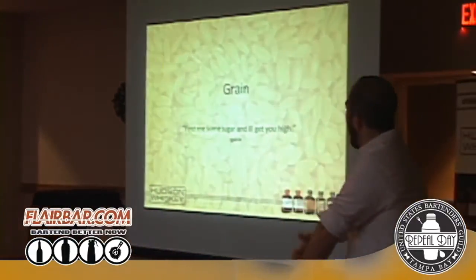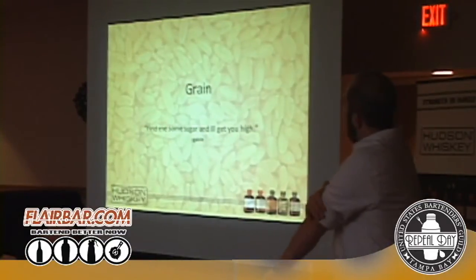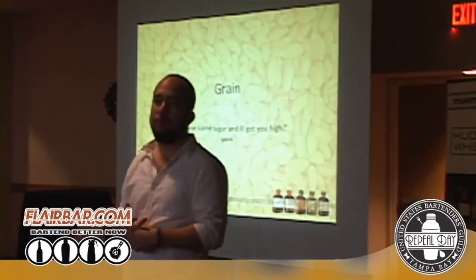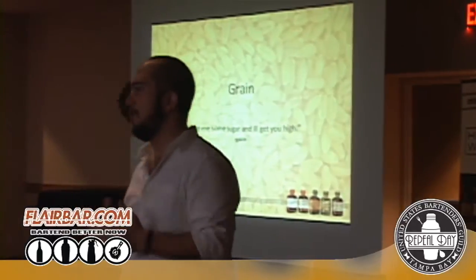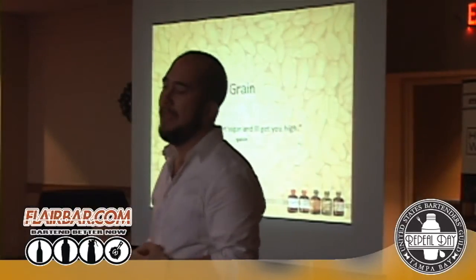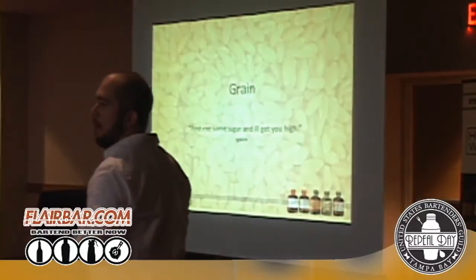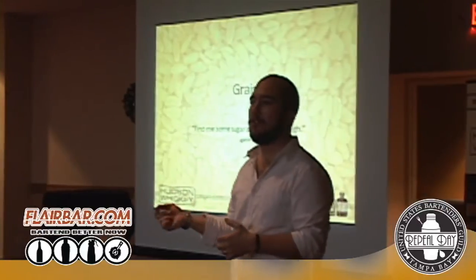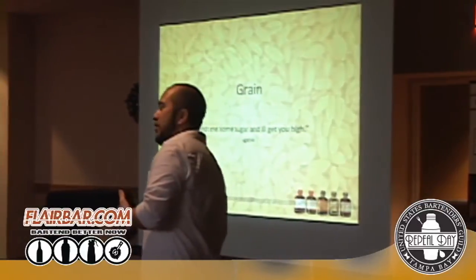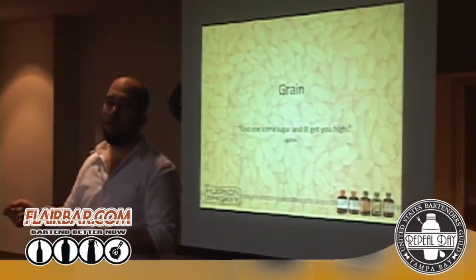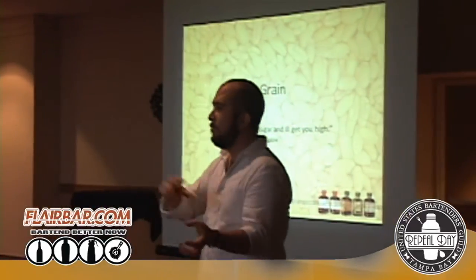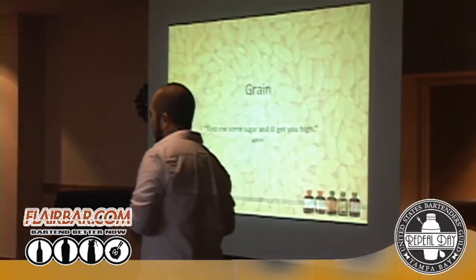So grain, I just made that quote up earlier today: find some sugar and make it high. Because when you're using fruit such as apples, which we use at our distillery, or pears, or molasses if you're making rum, you already have accessible sugar. When you're using grain, you've got starches. These are complex carbohydrates. They need to be broken down into simple carbohydrates or sugars so that they can be consumed by the yeast, and the yeast can poop out alcohol and CO2.